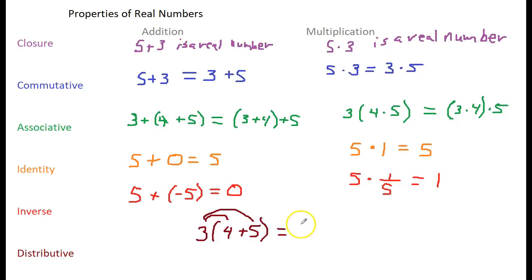So 3 times 4, and then I write down the plus sign and take 3 times 5. This is the distributive property. I have distributed the 3 over the sum of 4 and 5.